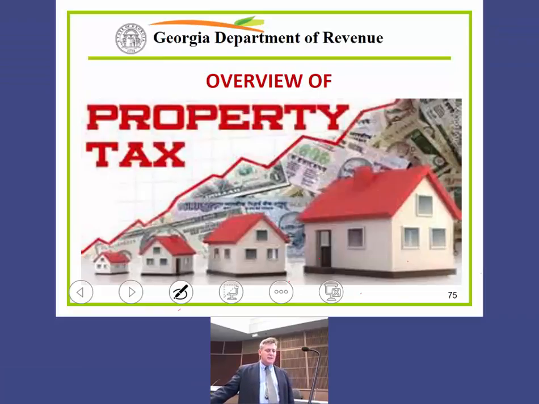Go ahead and get started, and hopefully we can go through it relatively quickly, but I'm going to give an overview of property tax in Georgia.